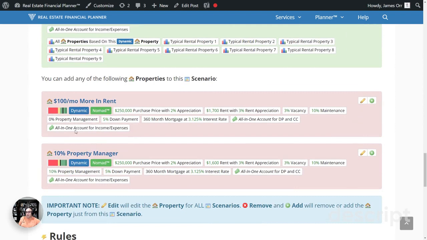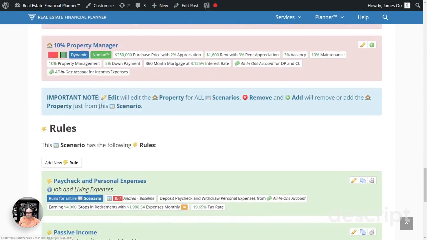And so these are two examples of properties that we're going to be using in other scenarios that we're not currently using. You can see that these are not included because they're red. So the one where we add $100 more per month in rent, and another one where we're paying a 10% property manager, we're going to do those in other episodes for Andrea, but not in episode 1. So they're not included in this scenario.